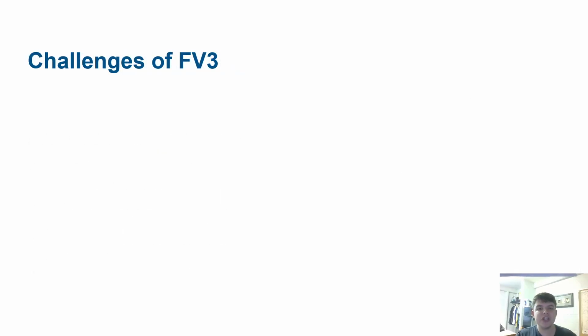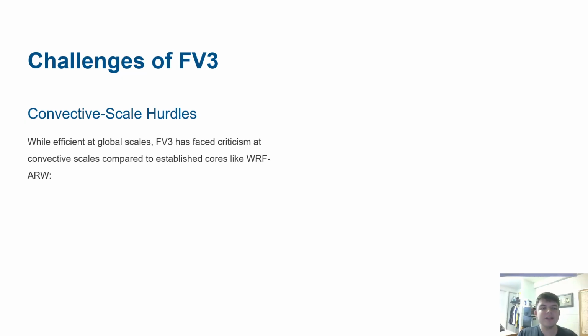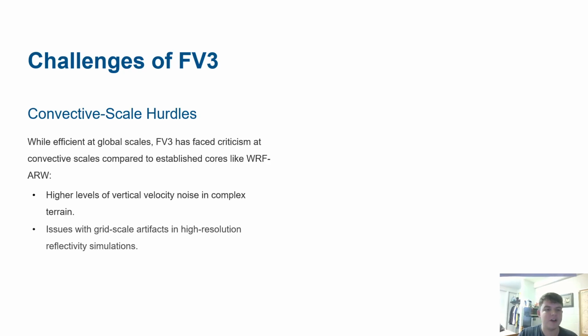So let's talk about the challenges of the FV3 dynamical core. The first is its convective scale hurdles. While it's good at global scales, the FV3 dynamical core has served the GFS pretty well so far. It has had some criticism at smaller scales, again, especially compared to the ARW dynamical core. There are higher levels of omega noise and complex terrain. It overcomputes omega as well, sometimes by a factor of 2 or 3 compared to its other models.